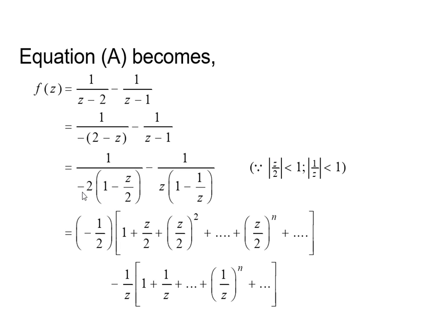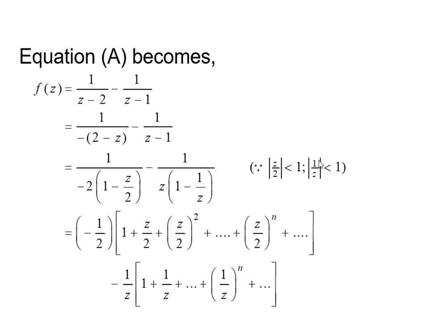So here, minus 1 by 2 outside. This is 1 minus z by 2 to the power minus 1. It looks like a binomial expansion. Binomial expansions are valid only when mod of the value is less than 1. Here mod z by 2 is less than 1. So this is 1 plus z by 2 plus z by 2 whole square, etc. z by 2 to the n.